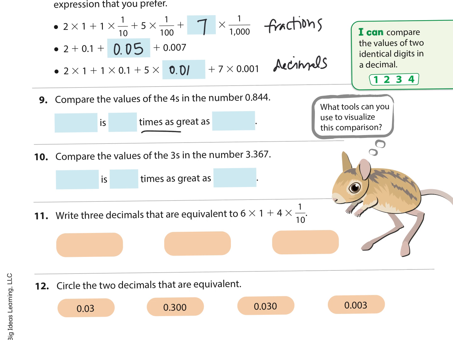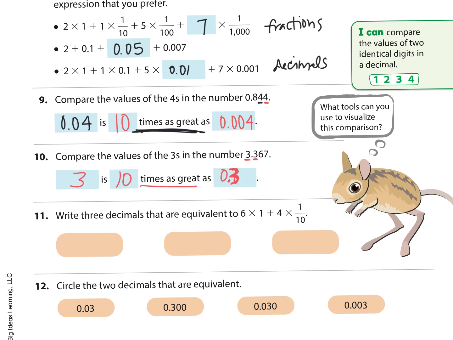It says times as great. So that means the bigger or the smaller number will be first. What do you think? Times as great. The bigger number will go first because it's greater. So the 4 in the hundredths place, 4 hundredths, is how many times greater than the 4 in the thousandths place? How many places over did I go? Only 1. So that means it's 10 times as great as 0.004, which is 4 thousandths. Okay, try 10, and then we'll check it.